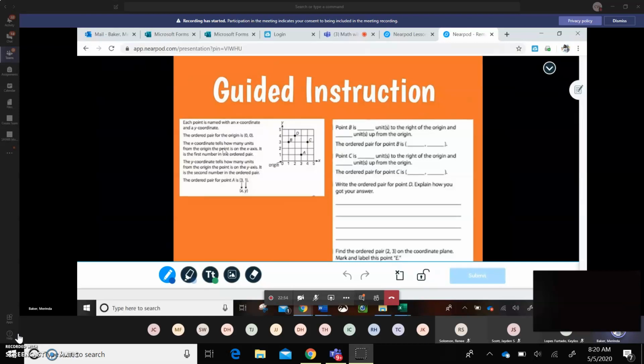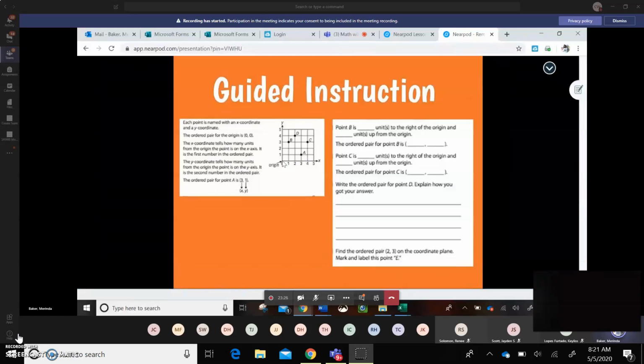The x coordinate tells how many units from the origin the point is on the x-axis. It is the first number in the ordered pair. So the x-axis always goes first, so you have to move along the x-axis first. The y coordinate tells how many units from the origin the point is on the y-axis. It is the second number in the ordered pair. So for example, the ordered pair for A, so I need to find A.